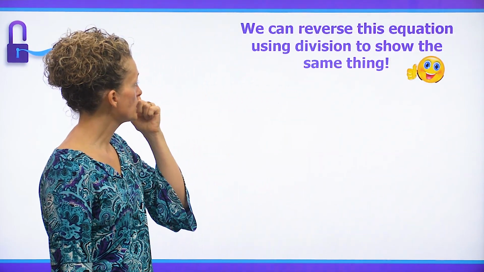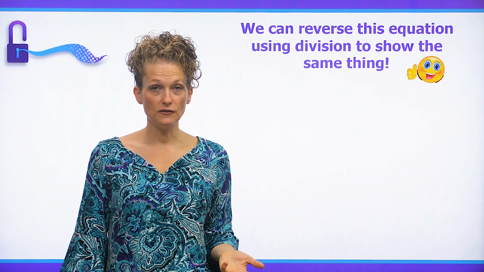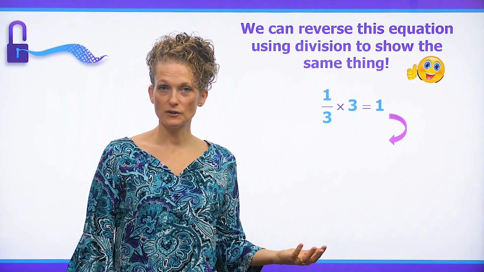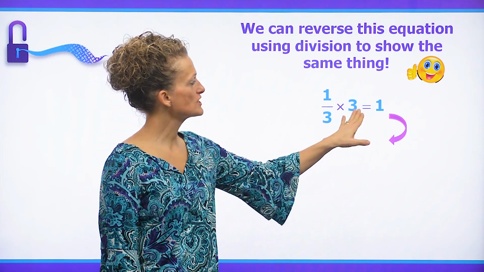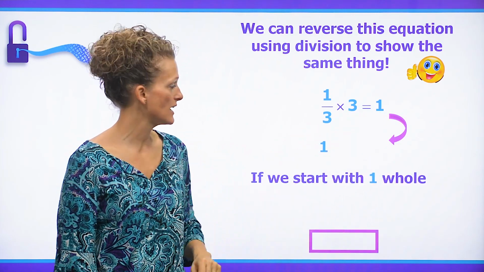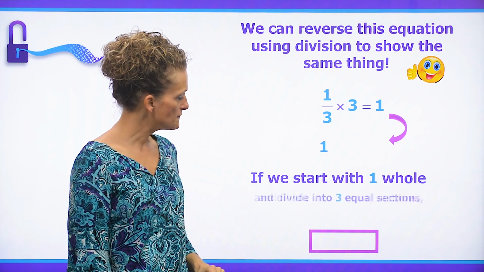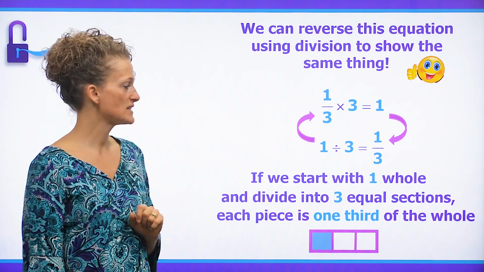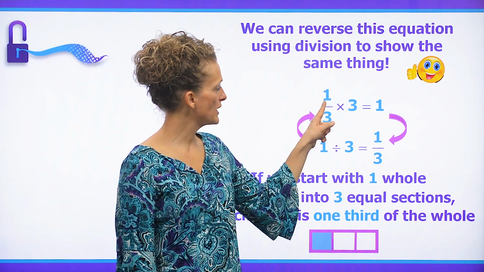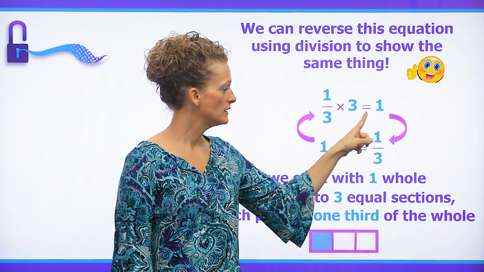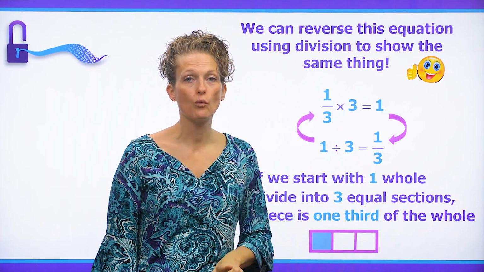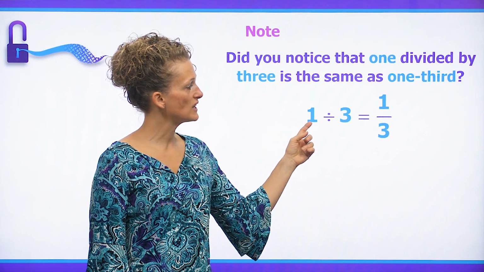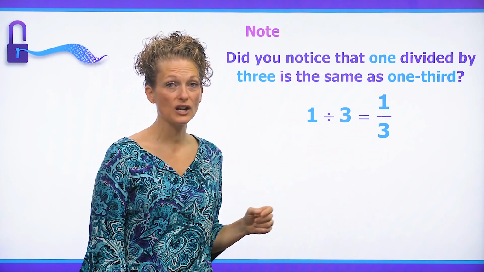All right? So we can reverse this equation using division to show the same thing. We're going to create our fact family, including fractions this time. So 1/3 times 3 equals 1, or we could take 1 whole, divide it into 3 equal pieces, and each piece would represent 1/3. So then if we have 1/3 times 3 equals 1, then 1 divided by 3 equals 1/3. Now, did you notice something interesting? Notice that 1 divided by 3 is the same thing as 1/3.